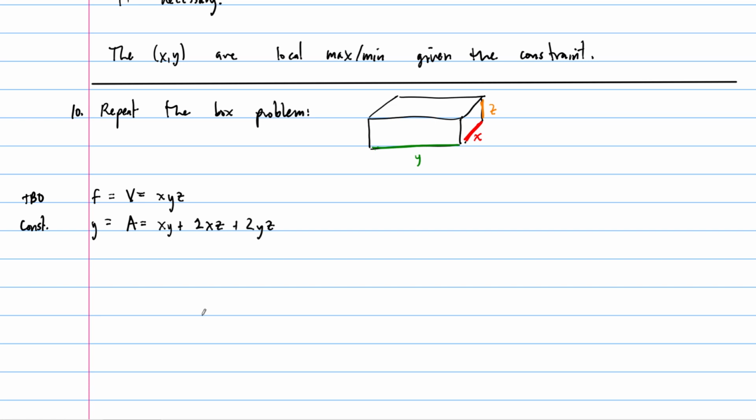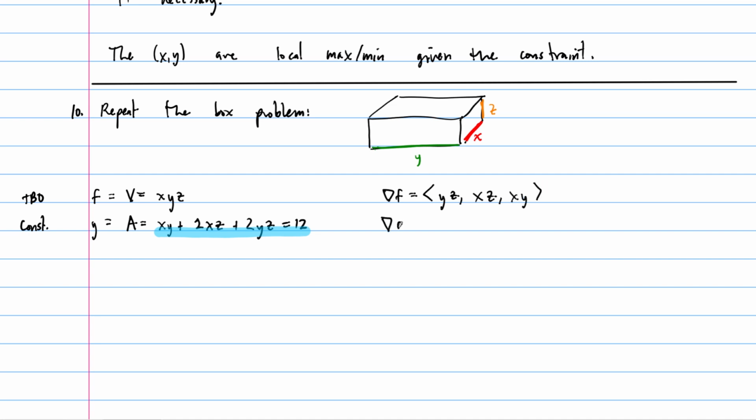Okay, and so now what do we need to do? Well, the constraint was that this equals 12, right? So that's one of our equations. So here's one equation. The other equations are going to come from the gradient, right? So the gradient of f: you just take the derivatives, right? The first component is y times z. The second component is x times z. The third component is x times y.